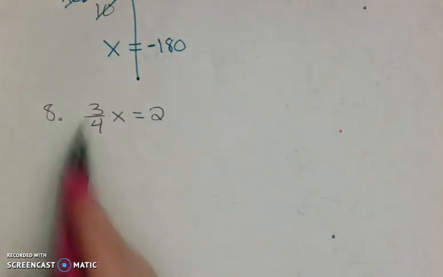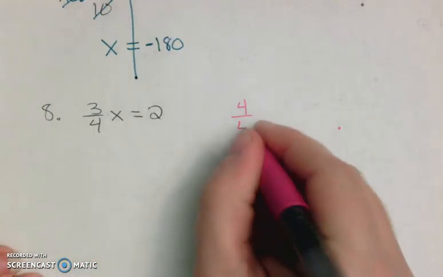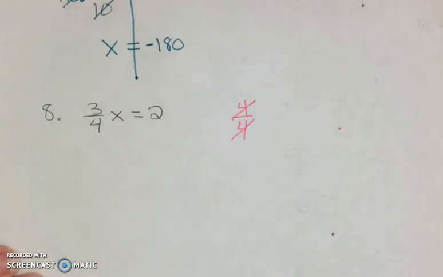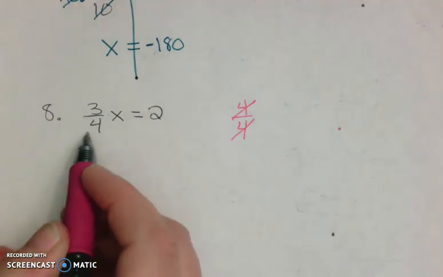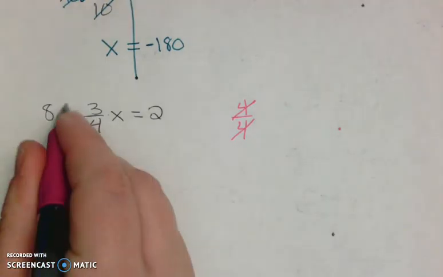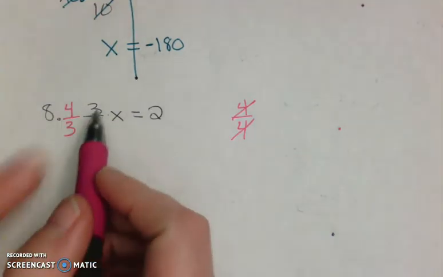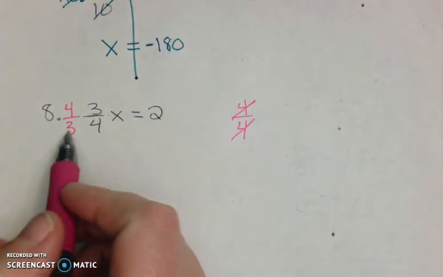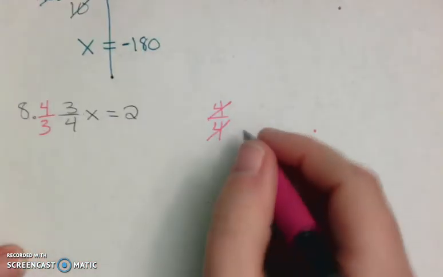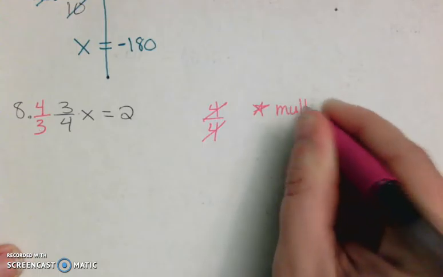How can we get these to cancel out? So remember, if I have like a 4 over 4, these cancel, leaving just a 1. So is there a way I can get this 3 to cancel and this 4? Well, what if I had a 4 up here and a 3 down here? Then the 3's and 4's would cancel. And that's what we do. This is the reciprocal, remember? We've done that before. What we do is we multiply by the reciprocal.